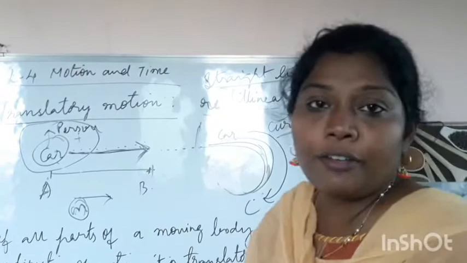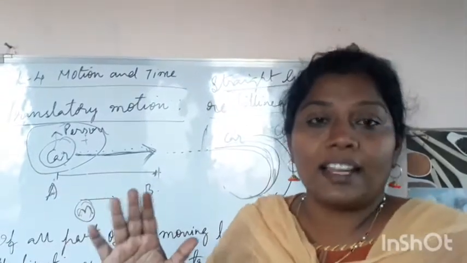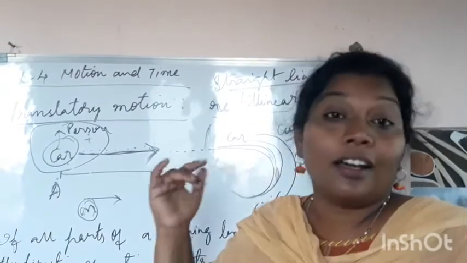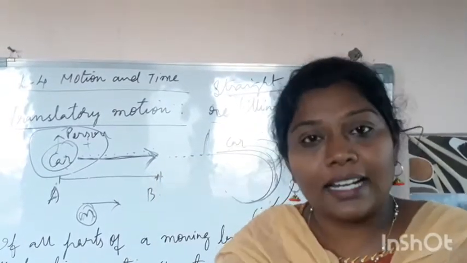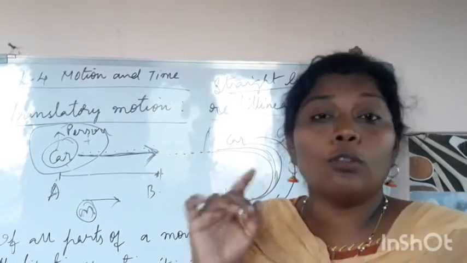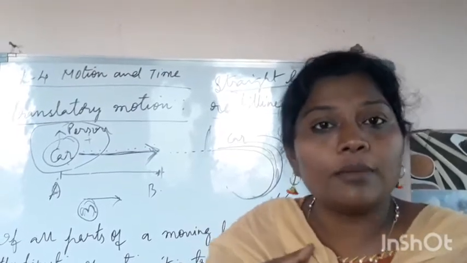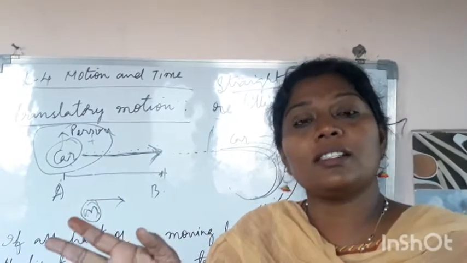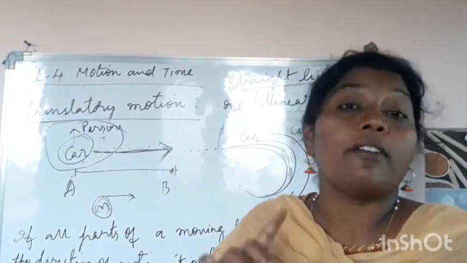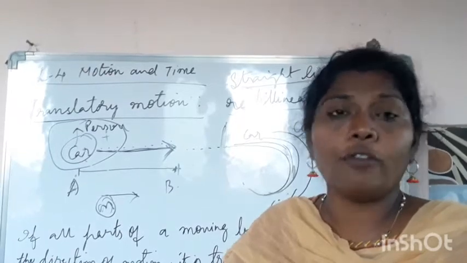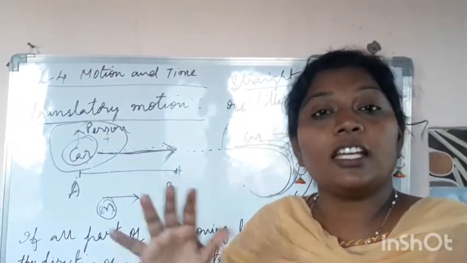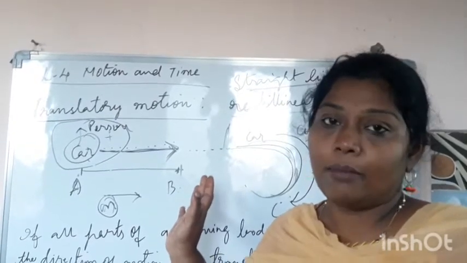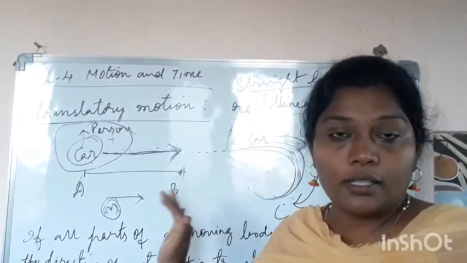For example, children, if you wanted to go to Araku Valley, you cannot go in a rectilinear motion. You are in translatory motion only, but the movement is not rectilinear. Sometimes it is straight, sometimes it is curved. So children, there is a possibility of an object which can take the rectilinear and the curvilinear motion at a time. Okay, children, have you understood this translatory motion?